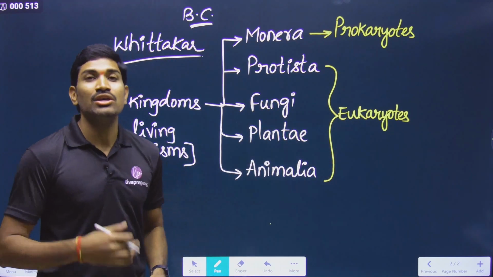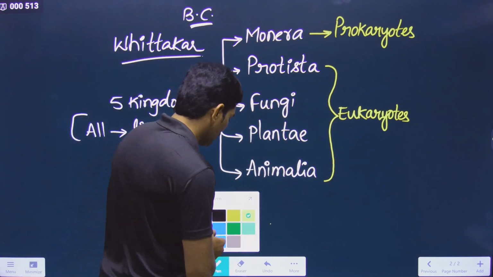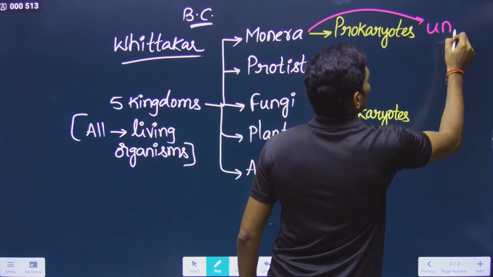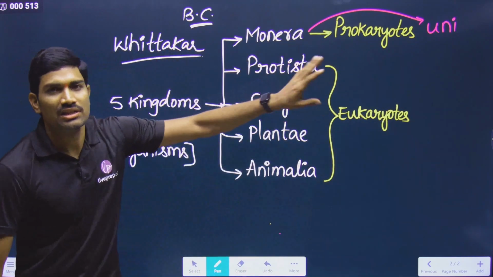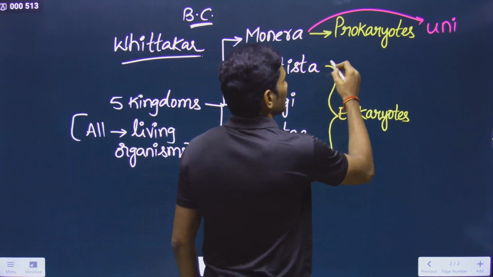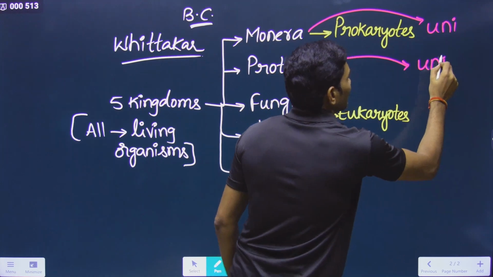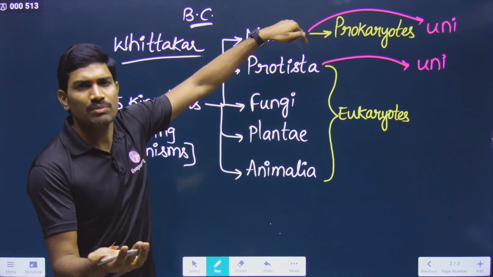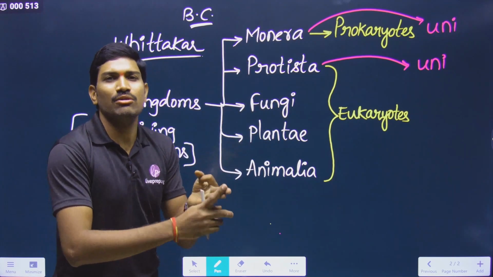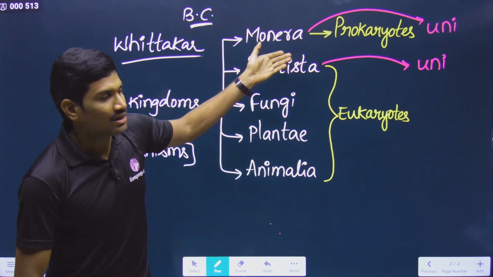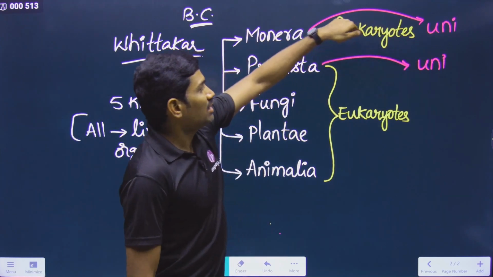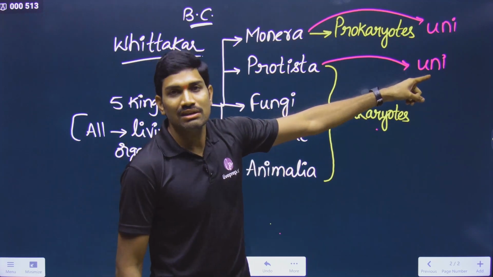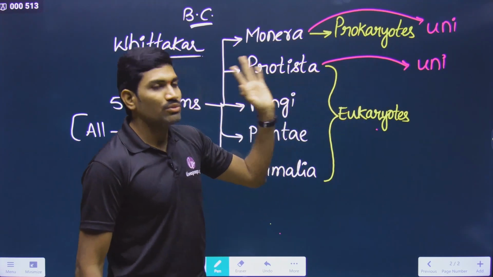But now our aim is unicellular, multicellular. Now let us focus on that. Kingdom Monera is unicellular. Simply I am writing uni, that means unicellular. Then what about the Protista? Protista are also unicellular organisms. But what is the difference? Kingdom Monera means what is present here? Eubacteria, Archaebacteria, Cyanobacteria, all these are present in Kingdom Monera, and these are unicellular prokaryotes. But what about Protista? Even though these are eukaryotes, they are unicellular. That means Protista are unicellular eukaryotes.